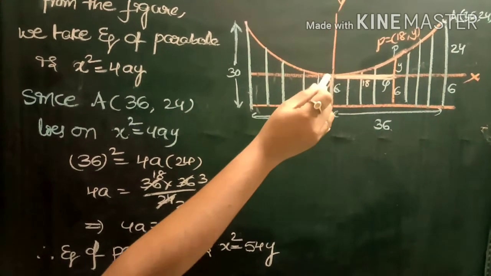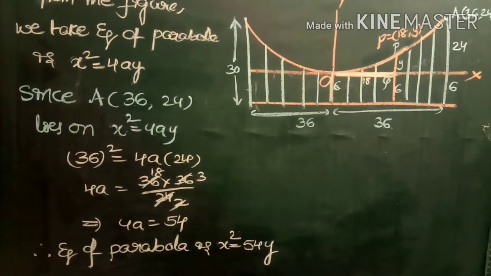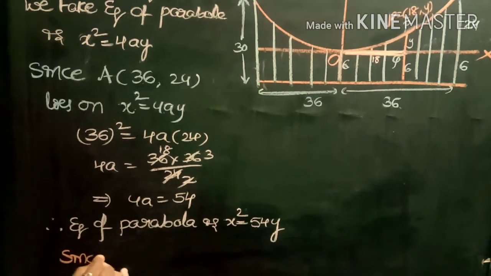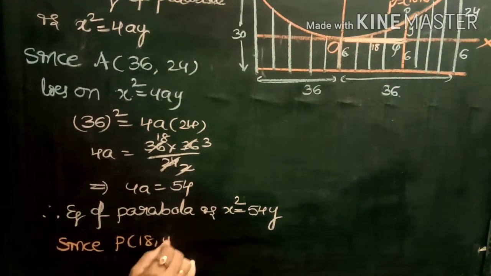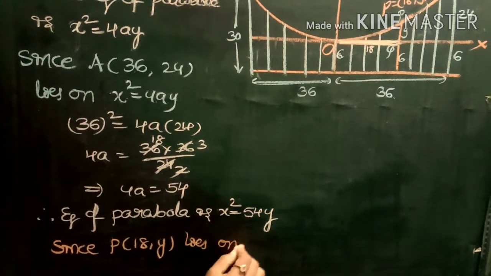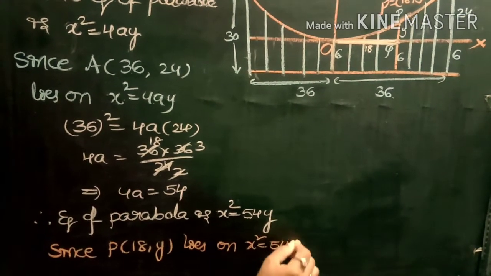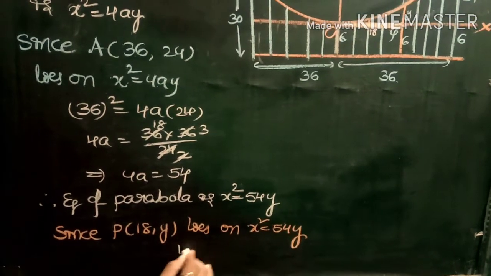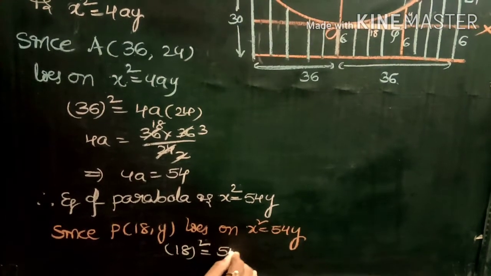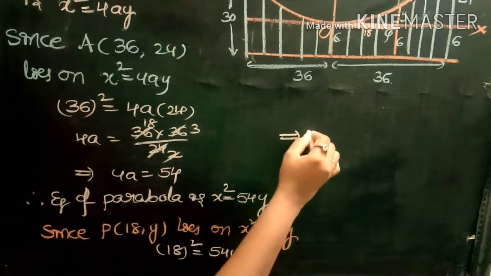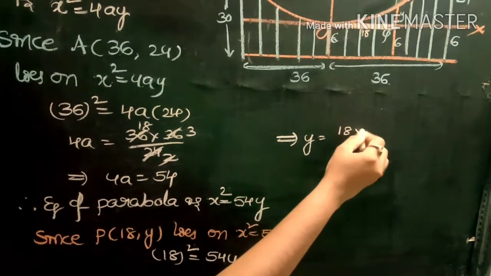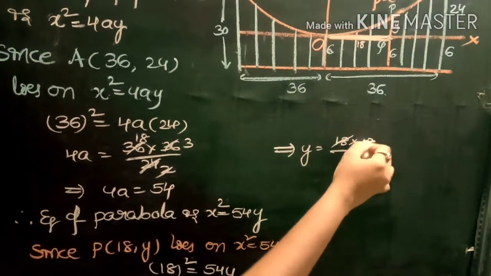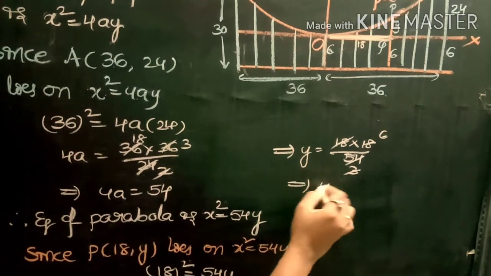Again we have that P is (18, y), a point on the parabola. Now we replace that value here. Since P (18, y) lies on the parabola x square is equal to 54y, we replace this point in this equation, that is, 18 whole square is equal to 54 into y. Therefore the value of y is equal to 18 into 18 by 54. 18 is cancelled by 3 times and this is cancelled by 6 times. Therefore the value of y is equal to 6.